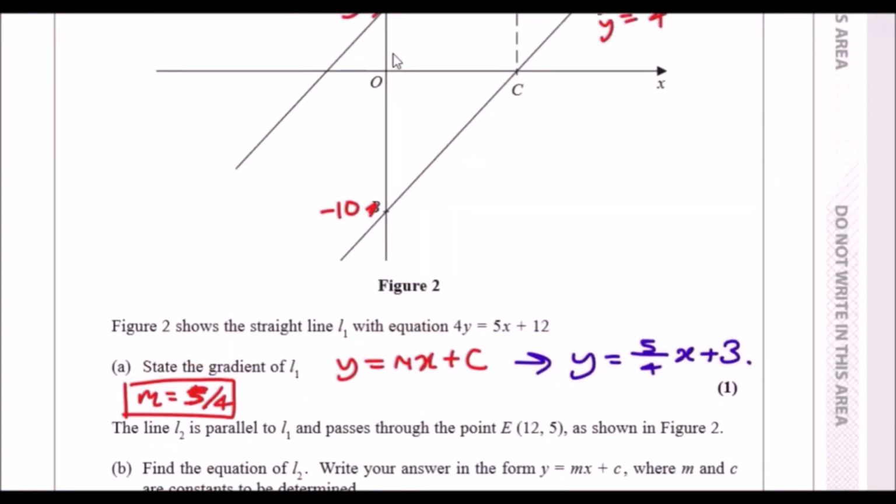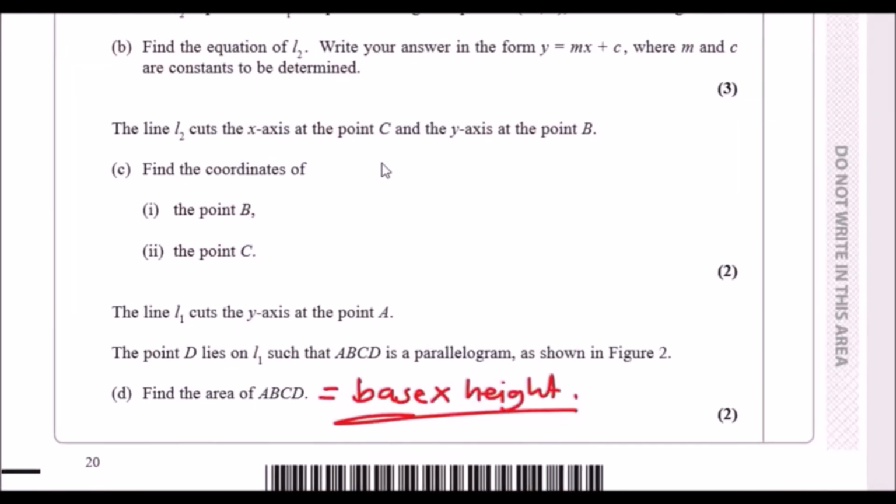It hits at minus 10. So it's going to be 0, minus 10, because it doesn't move across, but it just goes straight down by 10.